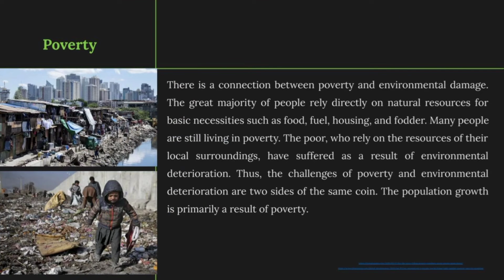Poverty. There is a connection between poverty and environmental damage. The great majority of people rely directly on natural resources for basic necessities such as food, fuel, housing, and fodder. Many people are still living in poverty. The poor who rely on the resources of their local surroundings have suffered as a result of environmental deterioration. Thus, the challenges of poverty and environmental deterioration are two sides of the same coin. The population growth is primarily a result of poverty.